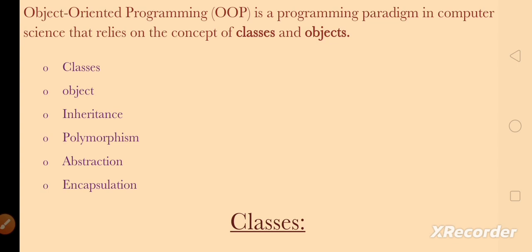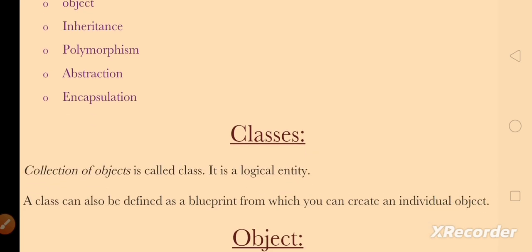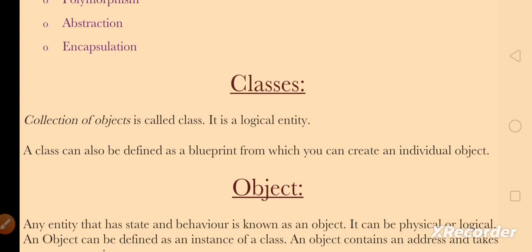First, let's know about classes. Collection of objects is called a class. It is a logical entity. A class can also be defined as a blueprint from which you can create an individual object.